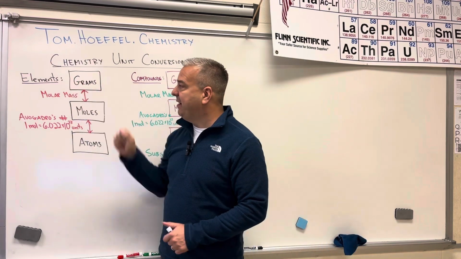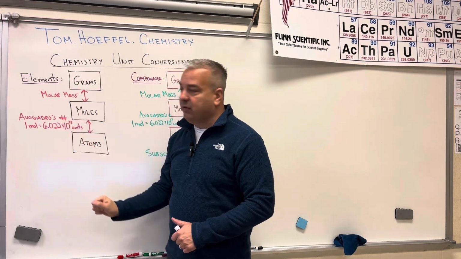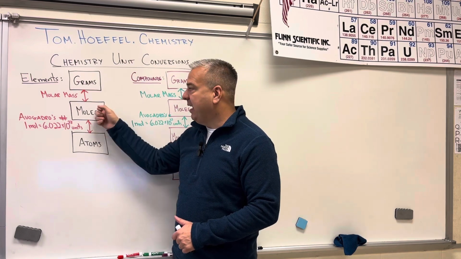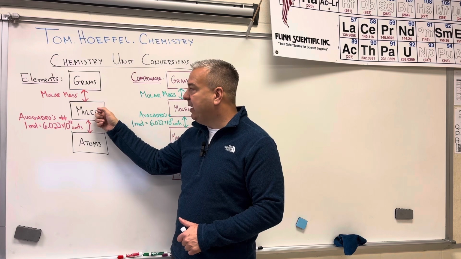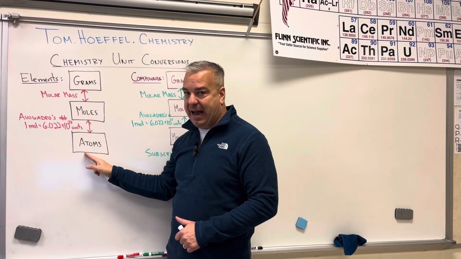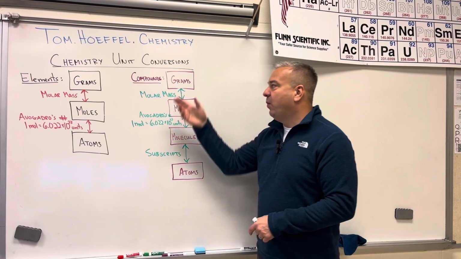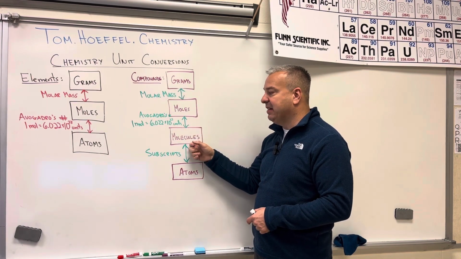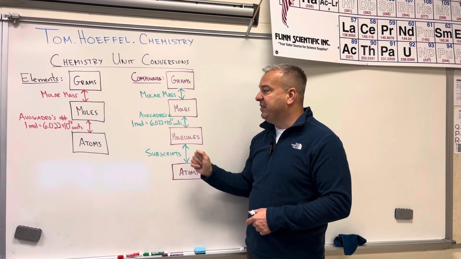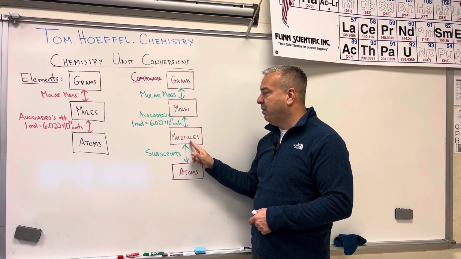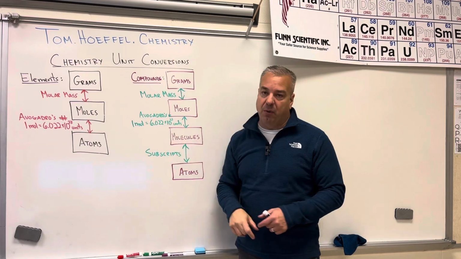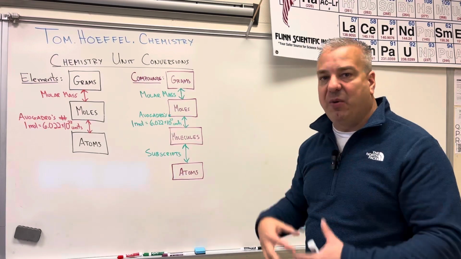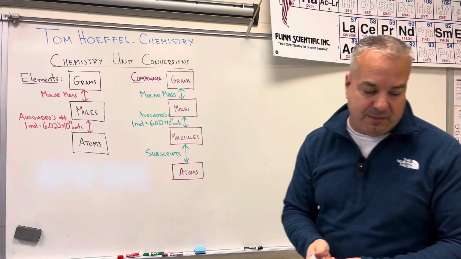Now, if we're talking about an element, that 6.022 times 10 to the 23rd units is talking about how many atoms there are in a mole, because the base unit for an element is an atom, okay? However, when we're talking about the compound, the base unit for a mole is going to be the molecule. So we're going to have 6.022 times 10 to the 23rd molecules for every mole if we're talking about a compound. I think this will make a lot more sense when we go into the examples. So let's get into the video, okay?